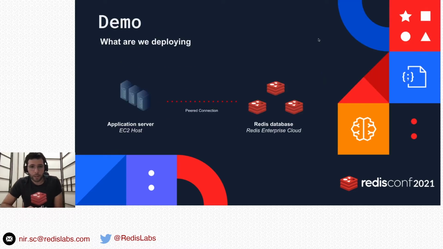Now let's jump right into the demo. So as I mentioned, I'm going to configure a Redis Enterprise Cloud subscription and AWS environment, and we're going to create a VPC peering between those. So let's get right into it.